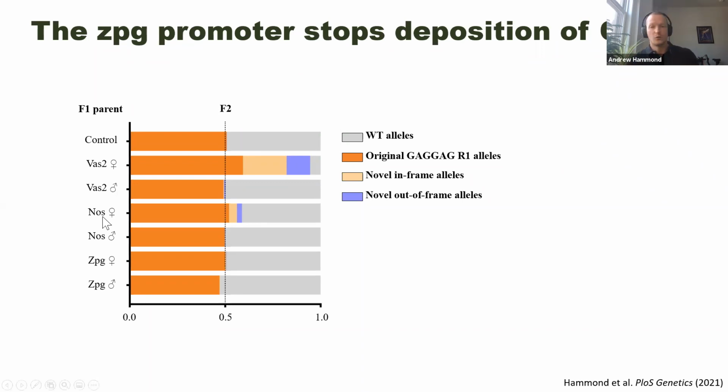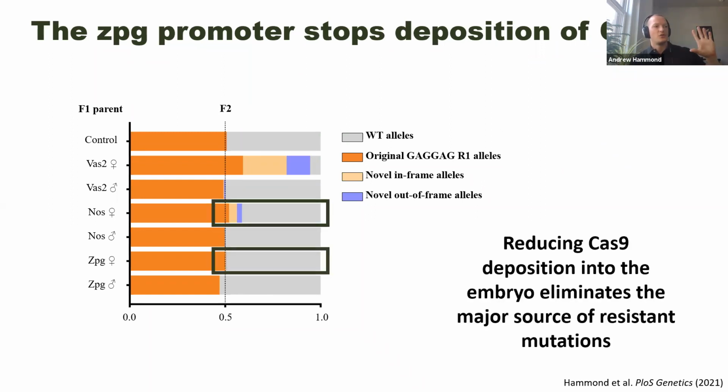And these two promoters are called nanos, or NOS, as we shorten it, or zero population growth, which we shorten to ZPG. And what you see is that for ZPG, we had no evidence of any mutations happening in the progeny. So it seems that we've solved this issue, and no longer do you get Cas9 and guide RNA going into the offspring and mutating them. So we decided to take a look at these individuals with the ZPG version of the gene drive and release them into a cage and see if they perform better.